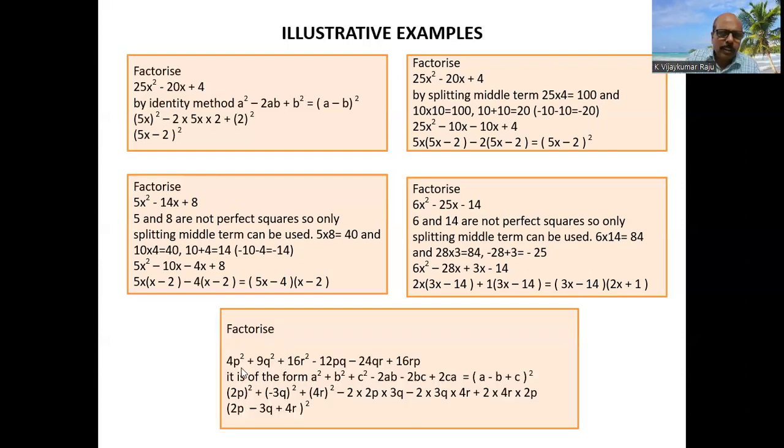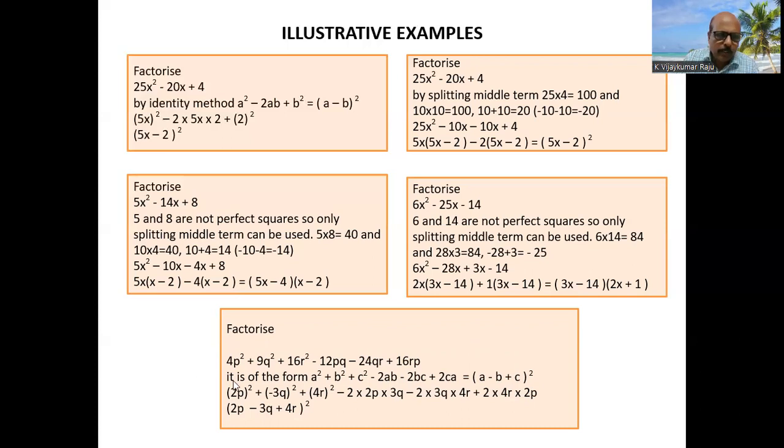Now see this. Now we are using an identity here. If you see here, this one has got square, square, square. Three terms are squares. And as I told you while talking about the identities, if there are three squares, then the identity which will work out is a square plus b square plus c square minus 2ab minus 2bc plus 2ca equals a minus b plus c whole square.